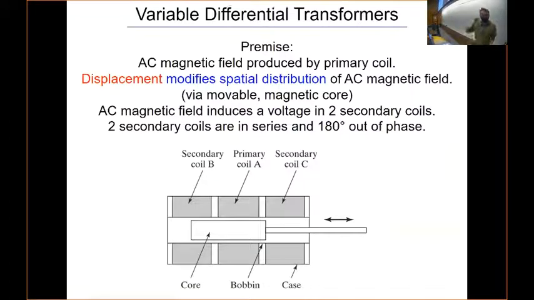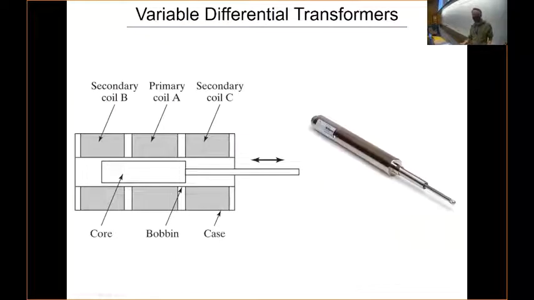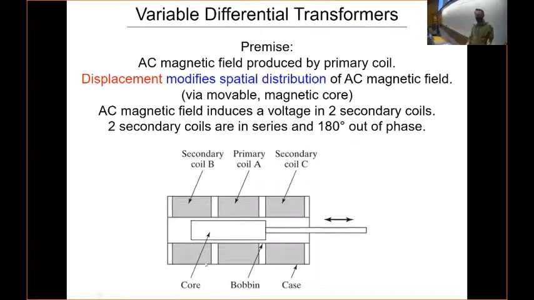Okay, the premise of these is that an AC magnetic field is produced by a primary coil. Here we see a section through one of these. Actually, it might help to go ahead. This is what one looks like. You have this rod that's connected to a core, and that makes contact with whatever is displacing, so that moves this core. What we're seeing here is a section through that.